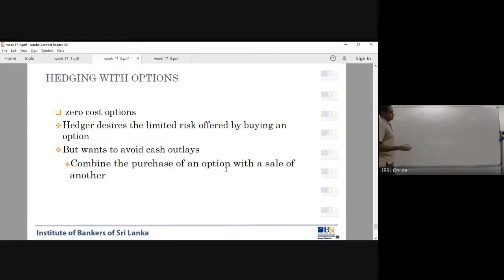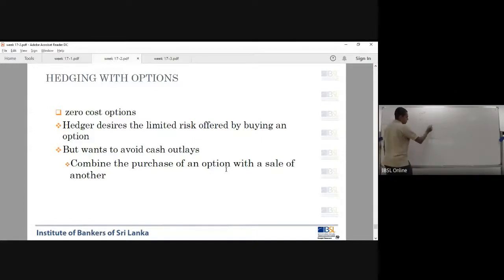And your net premium will be the put option premium you receive minus the call option premium you pay. By any chance, if the call option premium is equal to the put option premium, you pay zero. That's called a zero cost collar. So why you do this is to try and minimize the premium payments. It's called a cost collar.